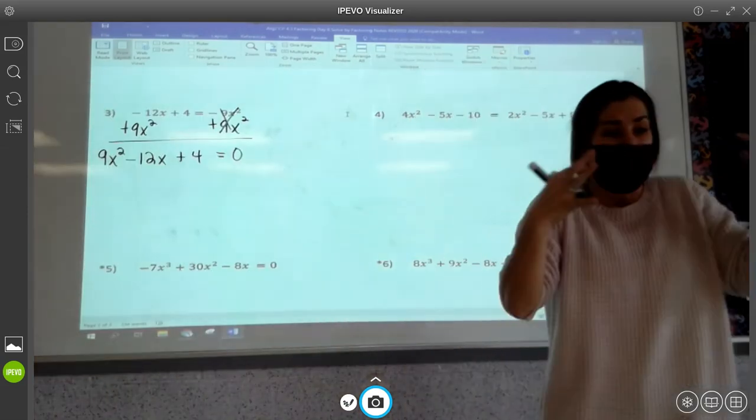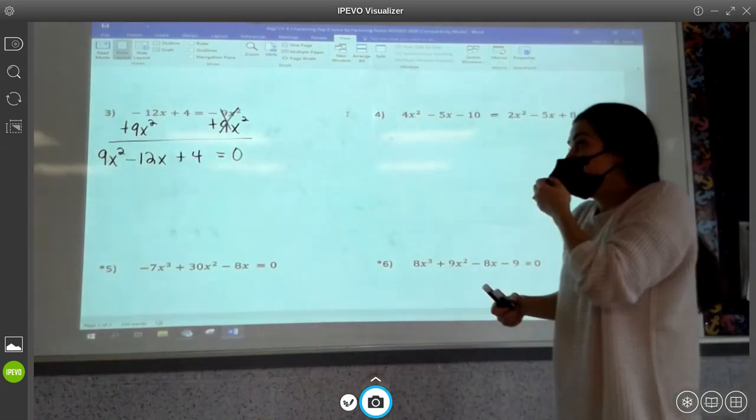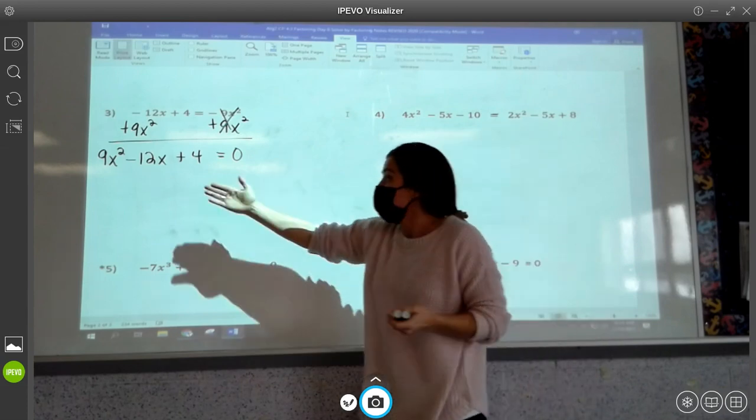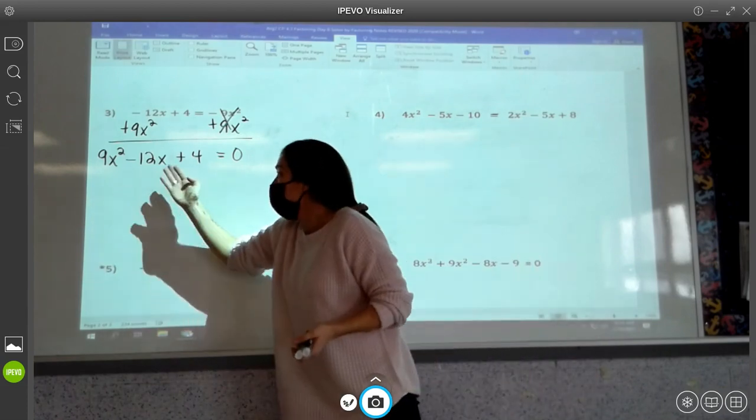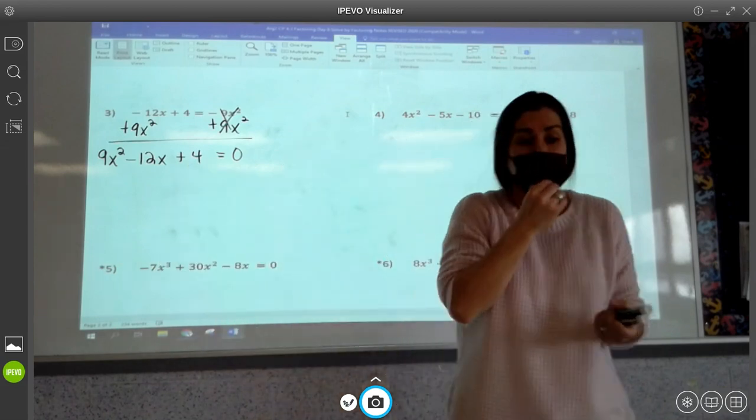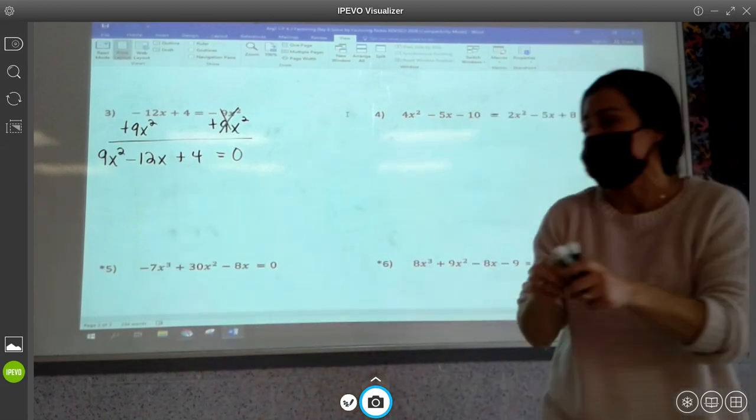So now we want to factor it. We want to break it up into pieces that multiply. What do you always look for first? A GCF, but guys, they don't have one. A 9, a 12x, and a 4 do not have anything in common. So that means we're going to factor it just the way it looks.